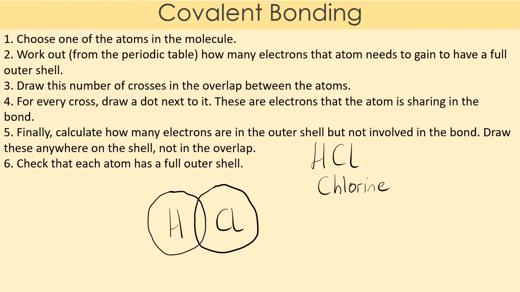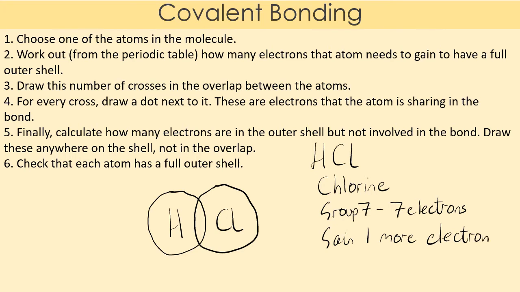We work out from the periodic table how many electrons that atom needs to gain to have a full outer shell. So for chlorine, it is in group 7. This means it already has 7 electrons. To have a full shell, we need to gain 1 more electron.